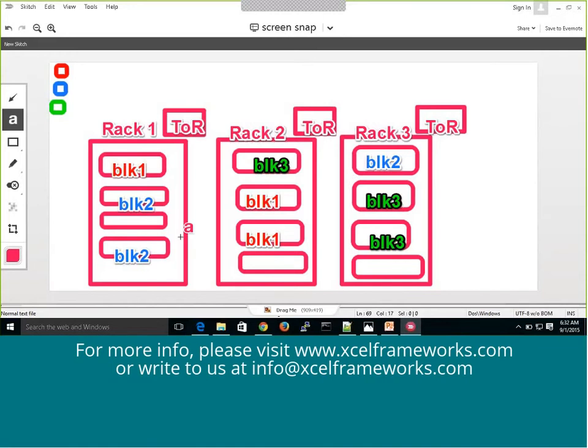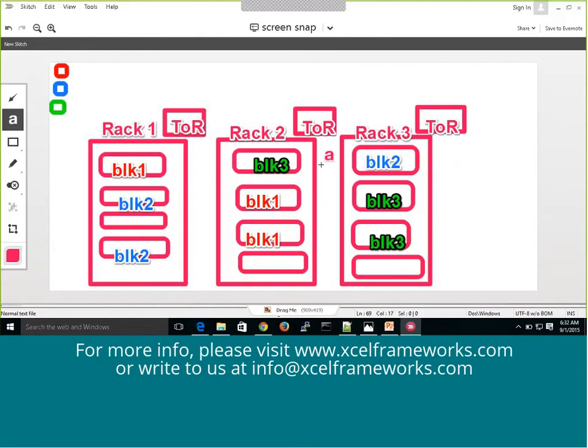As an administrator, you don't need to worry about this placement. The placement will all be taken care of by the name node itself. You only need to configure what rack each server is residing on. That's the only thing you need to configure, and the rest will be taken care of by the name node.